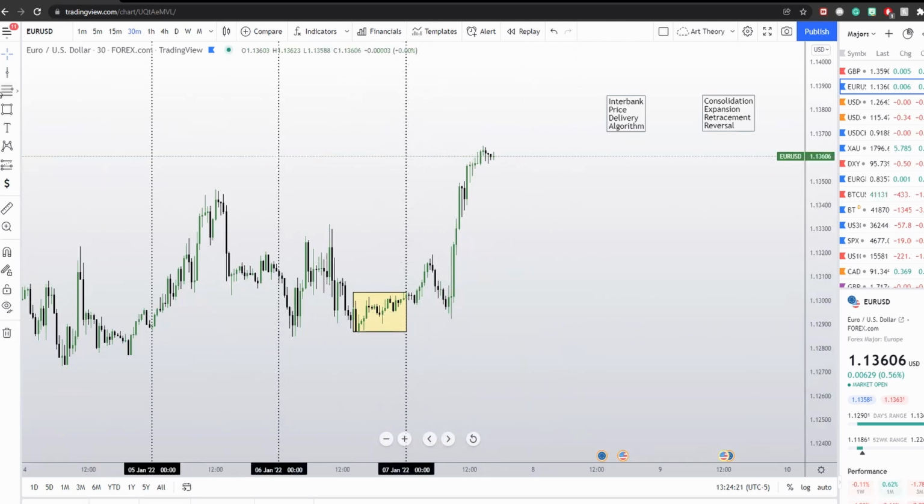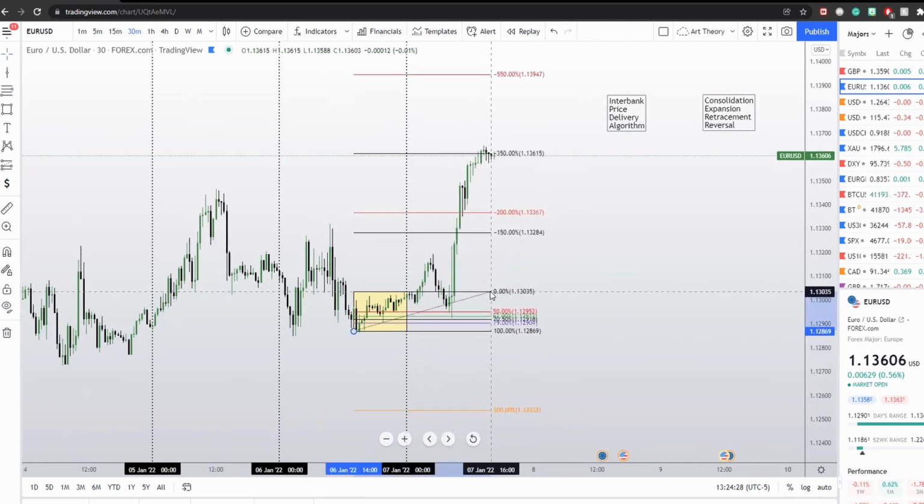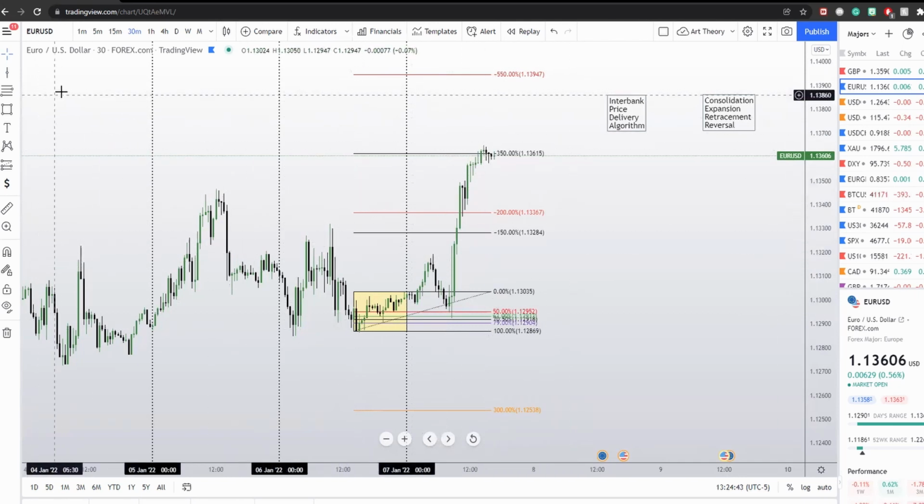But what it really did was it came down here and moved towards equilibrium. Look at the consolidation zone. Price will run into equilibrium, expanding or retracing into equilibrium before having a massive expansion in their direction. If you look at this equilibrium, you can see what's resting there as well.